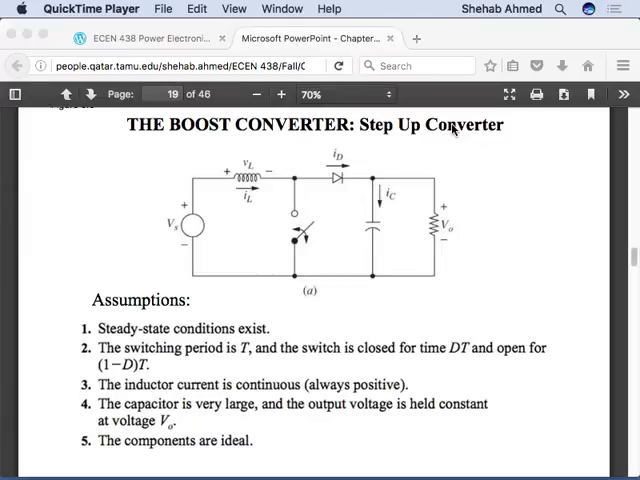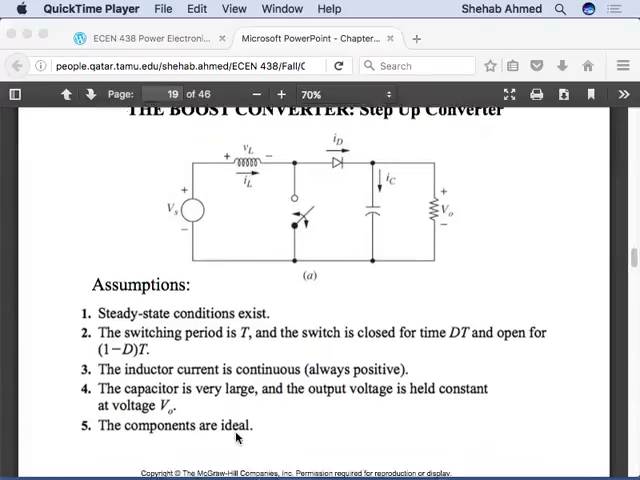And then we will assume, same thing, that we're operating in steady state, there's no transients, switching period is T, the switch is closed for a period of time dT, and open for 1 minus d times T. Inductor current is always continuous, so we're not operating in discontinuous mode. The capacitor is large enough when we look at the rest of the waveforms, and then we calculate the capacitor size specifically by considering a certain ripple voltage. And then, of course, we assume initially that the components are ideal.